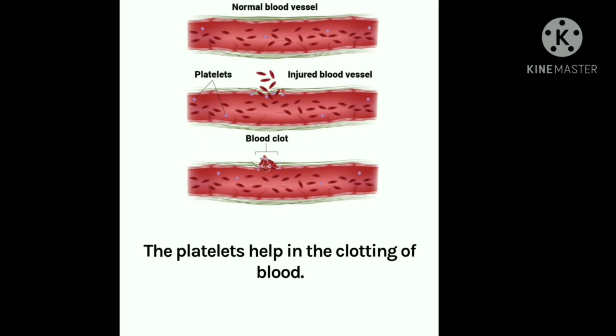Now we will see about the platelets. You are aware that platelets help in the clotting of the blood. As you can see in the diagram, this is a normal blood vessel. If because of an injury this blood vessel gets ruptured and blood is coming out, what do these platelets do? The platelets make the blood clot, by which they stop the blood from coming out of this cut.